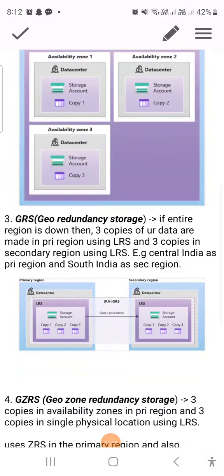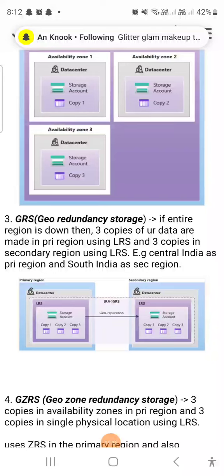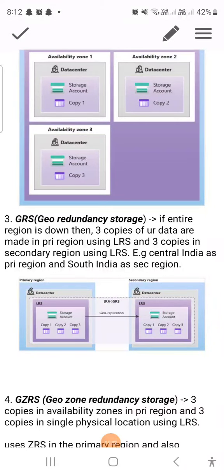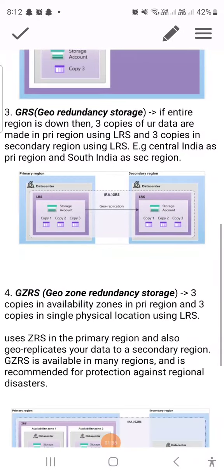Now geo redundancy store. If the entire region is down, then 3 copies of your data are made in the primary region using LRS and 3 copies in the secondary region using LRS. Primary region is Central India, you can see, and the second region is South India. This is just an example. So primary region and secondary region you can see in the diagram. So the data is replicated using LRS in the primary region and data is replicated in the secondary region using LRS.